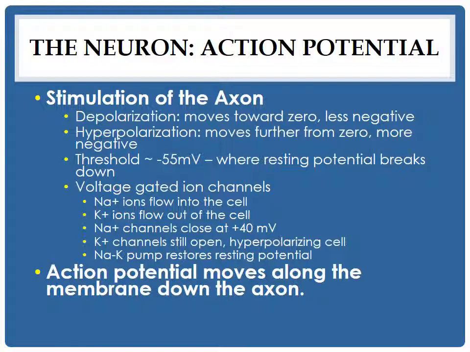And then the action potential moves along the membrane down the axon, because sodium ions diffuse laterally. When they come rushing into the cell, they also diffuse along the axon, and that depolarizes and opens the voltage-gated channels farther down. There are sodium channels at each of these nodes of Ranvier, and as the sodium ions diffuse down the axon, the voltage-gated sodium channels farther and farther down the axon open up, and this causes the action potential to move down the membrane, down the axon.